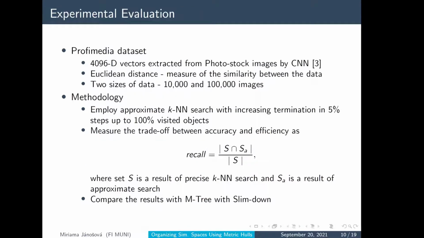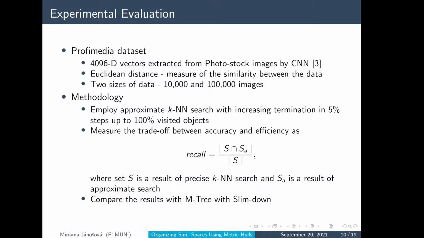We performed experiments over the Profimedia dataset. It is a collection of 4,096-dimensional vectors extracted from photostock images by convolutional neural networks. We used two different sizes of data, specifically 10,000 and 100,000 images. We measure the similarity between the data by the Euclidean distance.